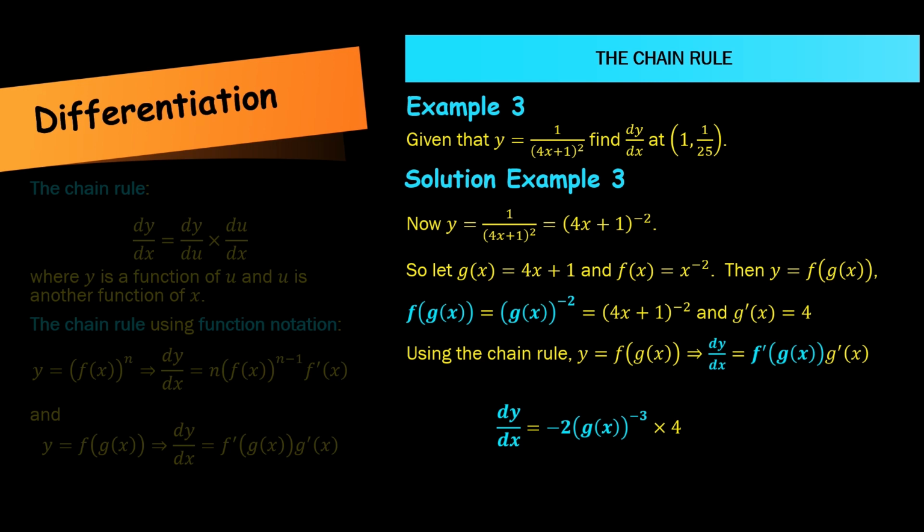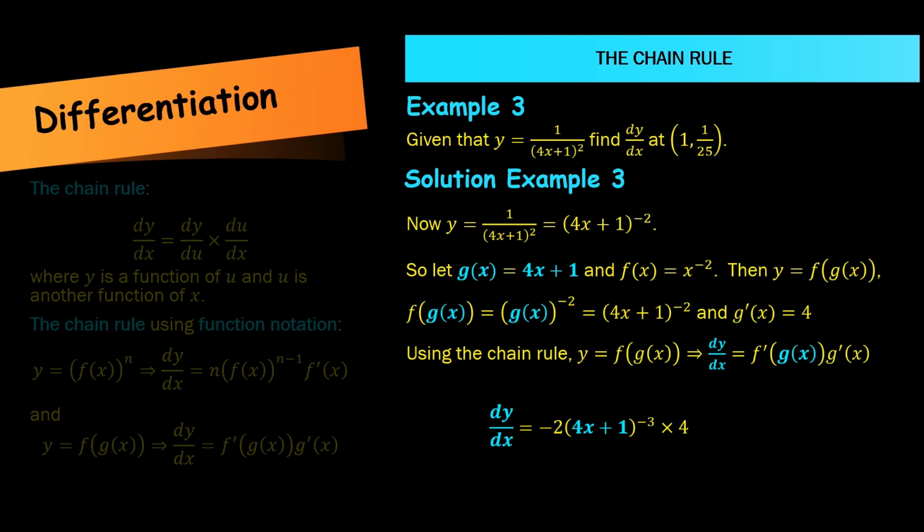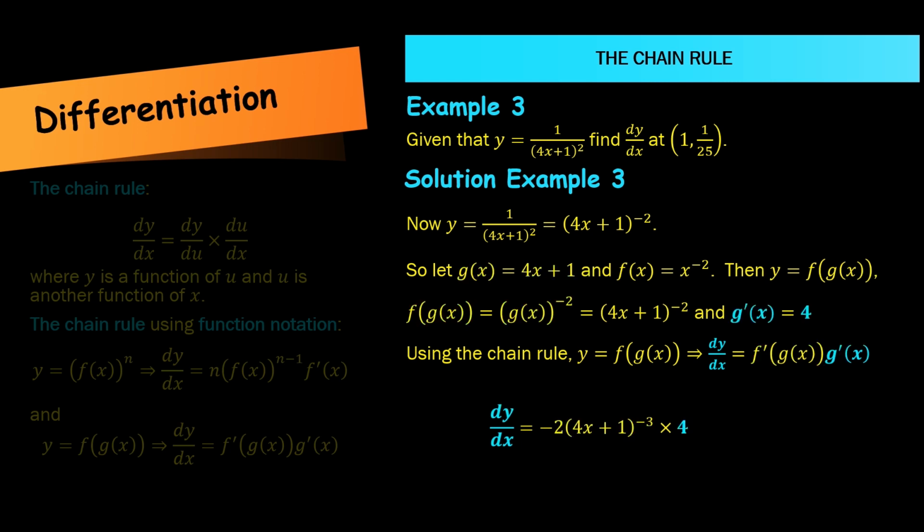Since we're differentiating g of x all raised to the minus 2, notice that we're looking for f dash of g of x. And this is of course multiplied by g dash of x, which is equal to 4 in our example. Tidying up gives us minus 8 times 4x plus 1 to the power minus 3. And so we have dy dx.